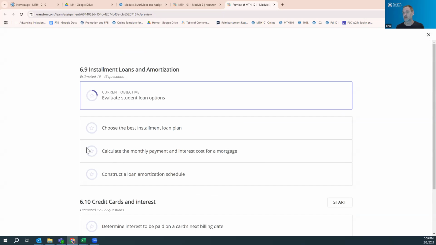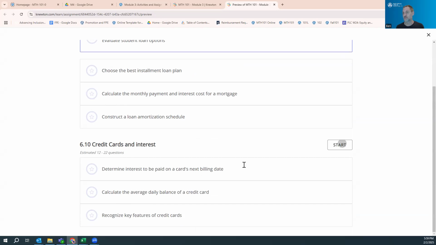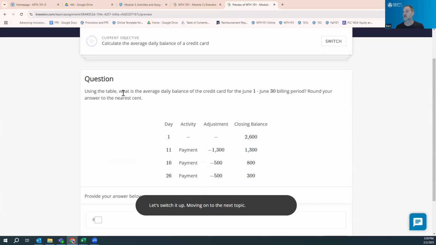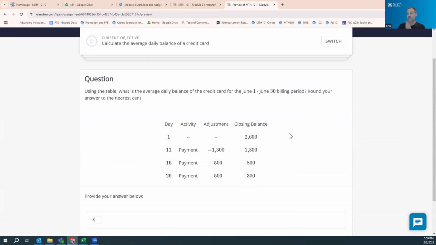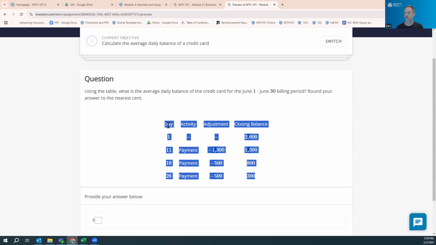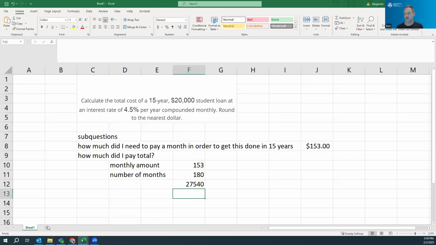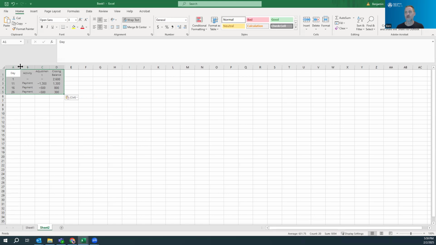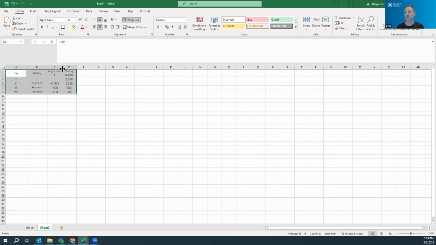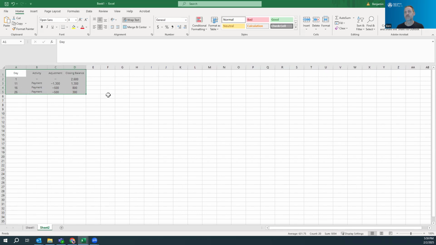Here, can I do one of these? No, it wants to go in order. Here we go. Use a table. What's the average daily balance of the credit card, June 1 to June 30? Oh, average daily balance is a kind of fun problem. And I'm going to go ahead and copy this over to Excel because Excel is our calculator tool. Here we go. Boom. Day one, activity, adjustment, closing balance. So basically what I need is a table that gives me the number of days.